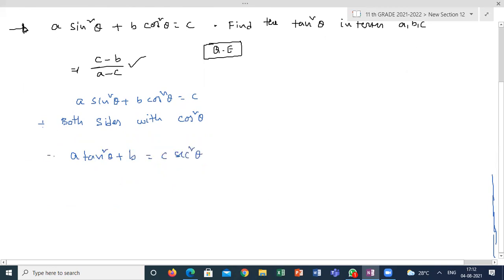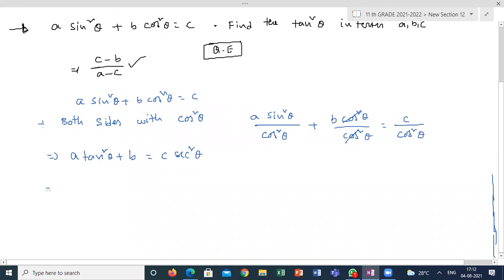Will you agree, everyone? Sir, you left cos square theta. Why? Cos square theta by cos square theta will be cancelled now. A sin square theta by cos square theta plus b cos square theta by cos square theta is equal to c divided by cos square theta. So this will cancel, and that will be a tan square theta plus b is equal to c secant square theta. Is it clear how it is?